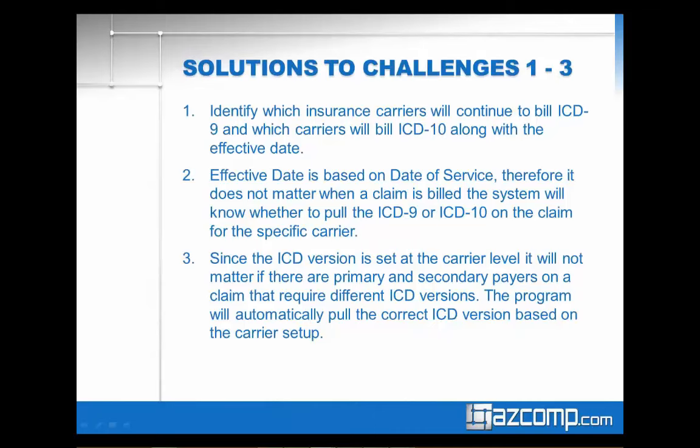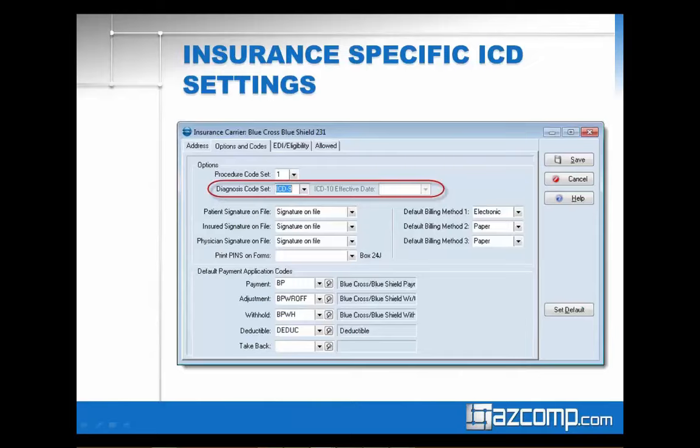So what is that going to look like in Medisoft? The first change that you're going to see is at the insurance level. When you're editing the insurance or creating new insurance, you can now, on the Options and Codes tab, specify which ICD code version that insurance requires. Even today you can set it as ICD-10 and then enter the effective date, because that effective date is based off of date of service. So anything billed prior to that date will automatically pull ICD-9 if the effective date for ICD-10 isn't until the future.